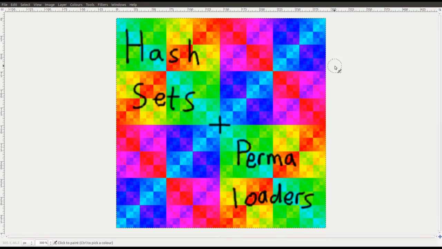There are still a few other ways that hash sets can be exploited inside Minecraft, so I want to go through them as well, but not in today's video.